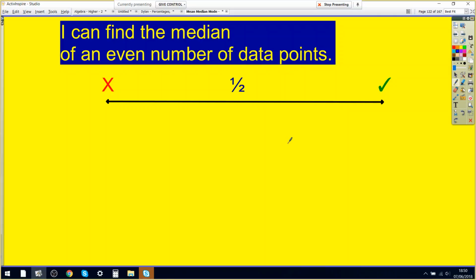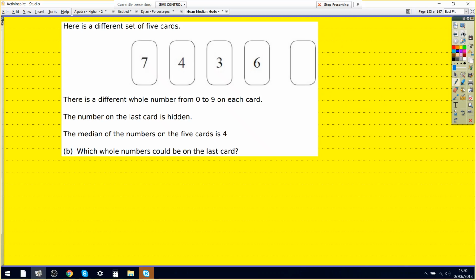I can find the median of an even number of data points. Tick. Okay, or I can put you there if you're not sure. I think I would just like a bit more practice with that one. Anyway. Okay, how do we do this?